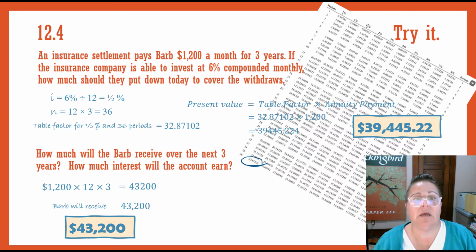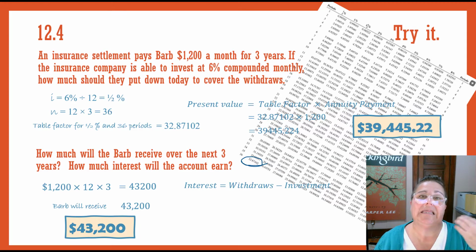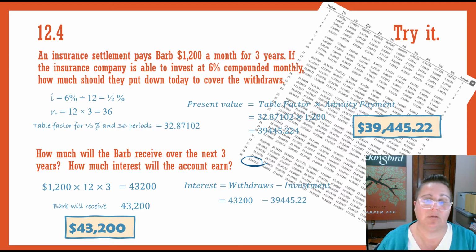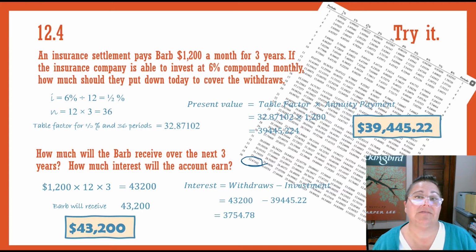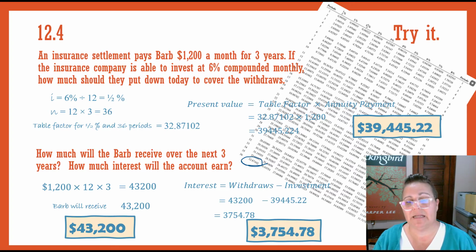Right? How much interest are they going to be able to earn over the next 3 years? Or how much of the payments will they be able to offset? That's the interest. So we're going to take the amount that Barb is actually going to be able to get paid or withdrawn, which is $43,200. And we're going to subtract from it the amount of their lump sum investment, which is $39,445.22. This gives us interest of $3,754.78.